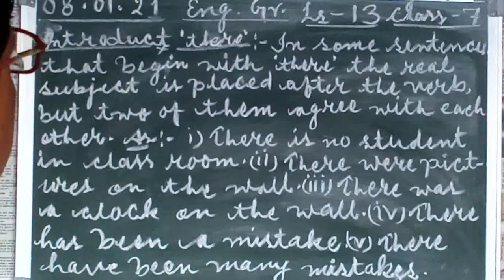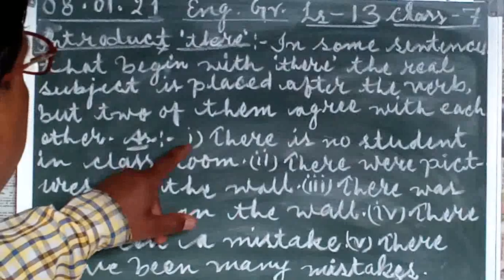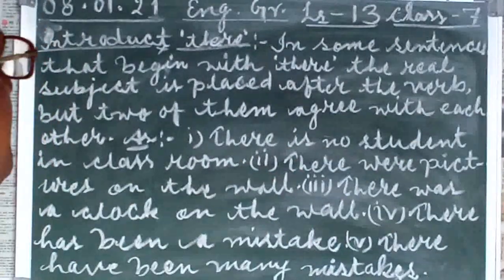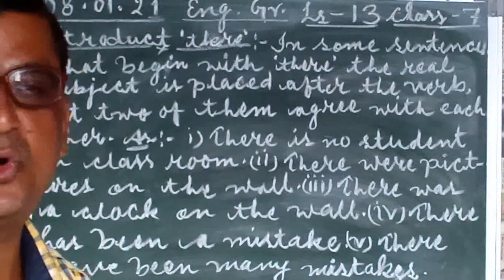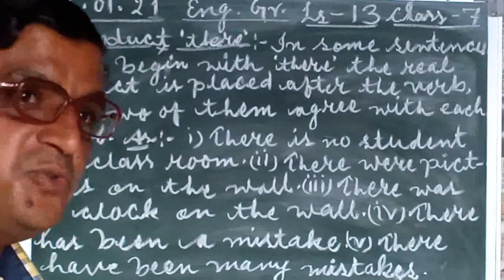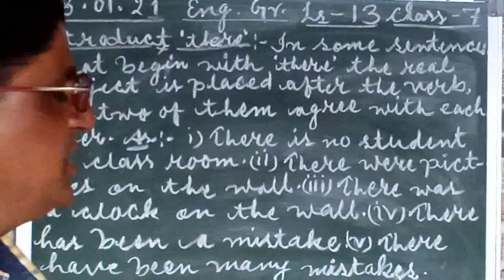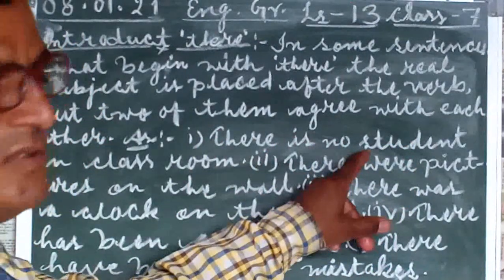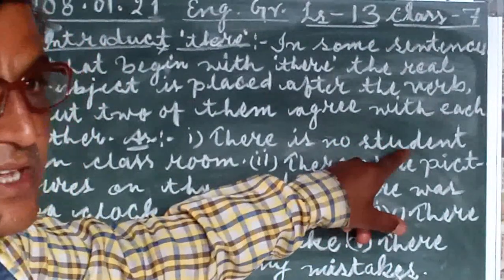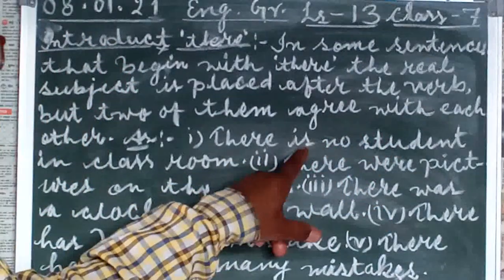Examples you can see, children. With the help of examples I would like to explain. First: "There are no students." Who is not there? Students. The subject here is students. It has come after the verb, but this subject agrees with the verb.